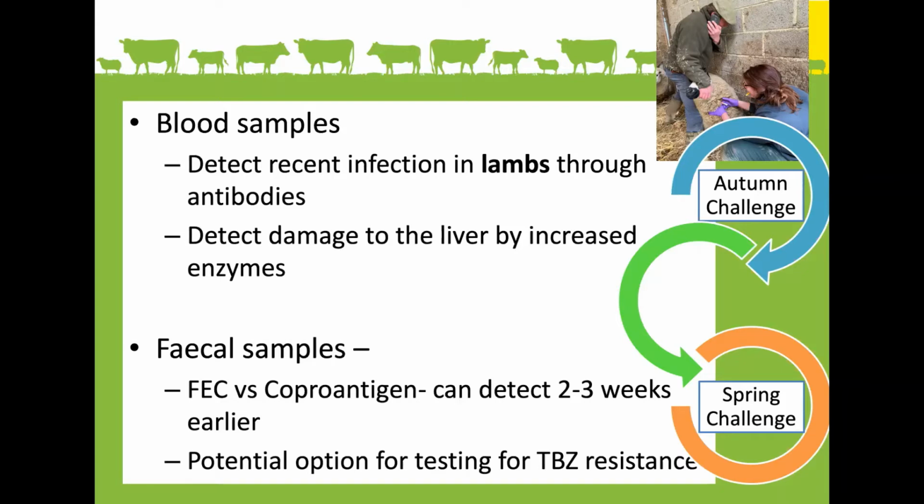Now, there is a different test, and that's called the copro antigen test. Now, what that does is it detects bits of fluke DNA in the poo, and we can do this test slightly earlier. So this can be done 2 to 3 weeks earlier. So post-infection, we can use the copro antigen test to detect 8 weeks onwards, and the standard fecal egg count we can detect sort of 10 to 12 weeks onwards. And these tests are the ones that we are using to test for triclabendazole resistance.